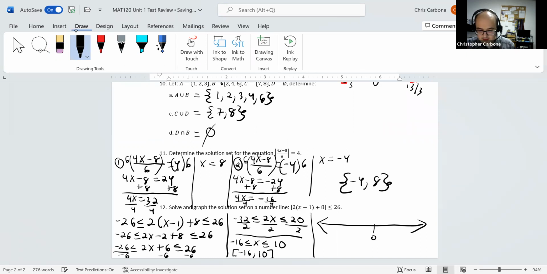We have 0 here. 10 would be, I know this is not completely consistent with that, but -16, 10. We have 0 here between it. And graphing this will look something like this as our solution for the absolute value problem.